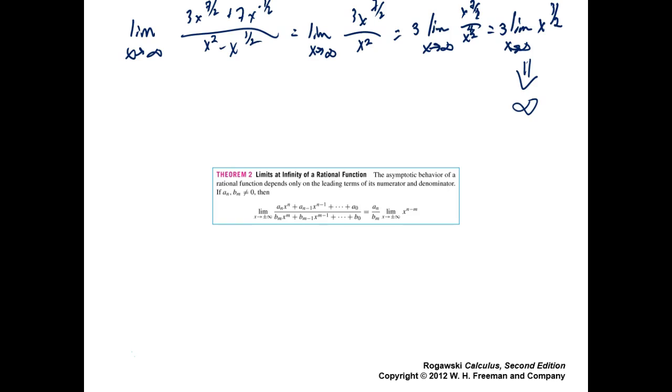Now let's do the B one. The limit as x is going to infinity of x squared over the square root of x cubed plus 1. All right. Now this one may not be quite as obvious. In fact, I would say it's not quite as obvious. Okay?